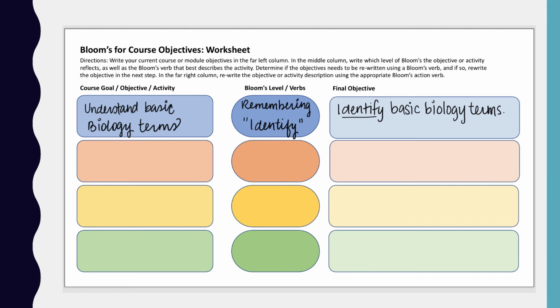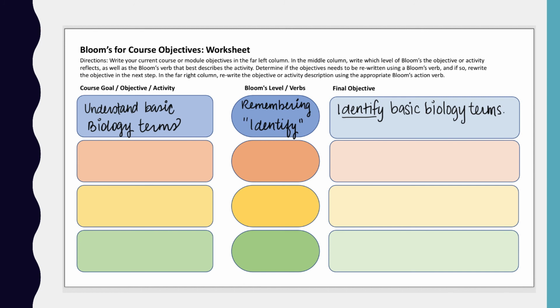Then we're going to move to the middle column. In the middle column under Bloom's level of verbs, you're going to first determine what level of Bloom's you believe this activity or goal or objective lies in, and pick out a verb from the corresponding list that best works with what goal you have. So in this instance, understanding basic biology terms is clearly sitting in the remembering, so at the bottom of the pyramid, and I chose the word identify.